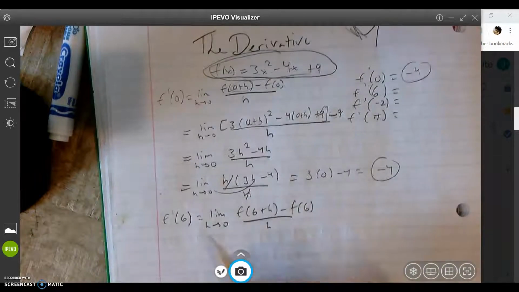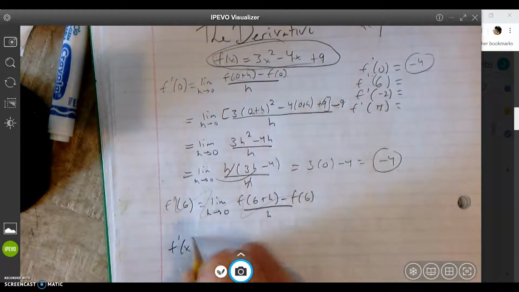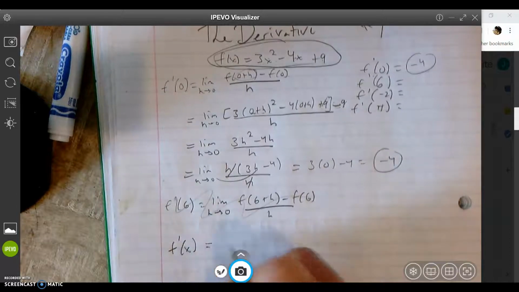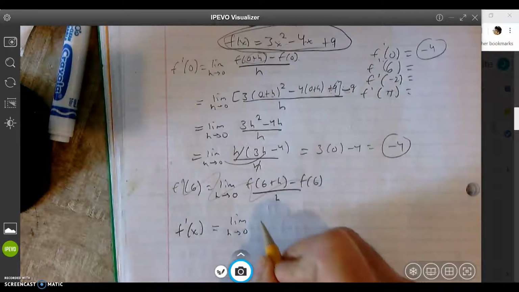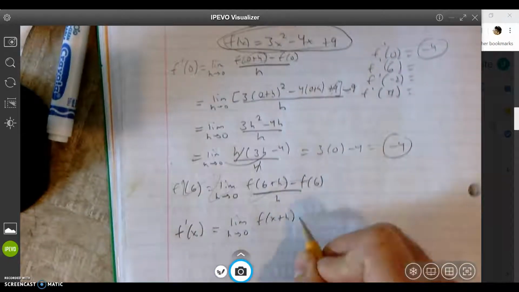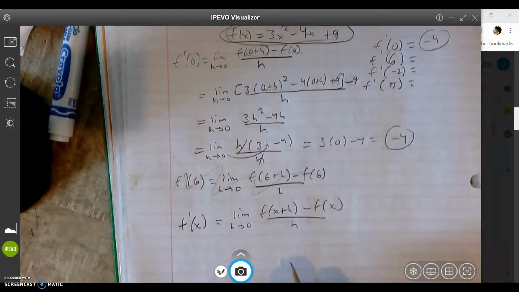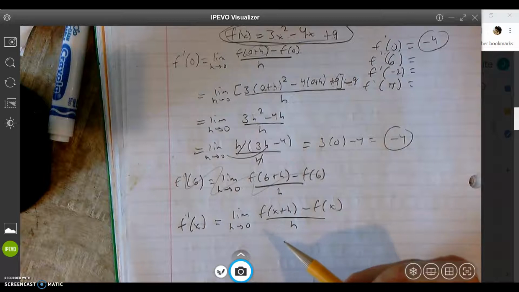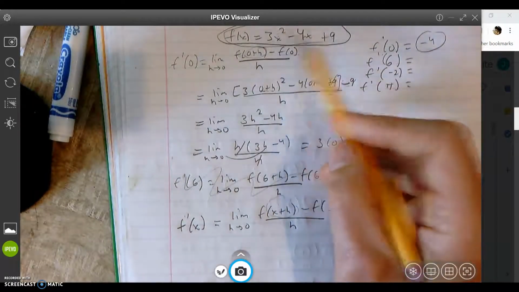Watch what I do. So rather than do this, I'm going to find f prime of x instead of 6. So I can plug in anything for x when I get it. So the limit as h approaches 0 of f of x plus h minus f of x over h. So now I'm gonna simplify this, and I have my derivative. That's how you do it. Okay. So same thing as always. So I'm gonna plug in x plus h into here.